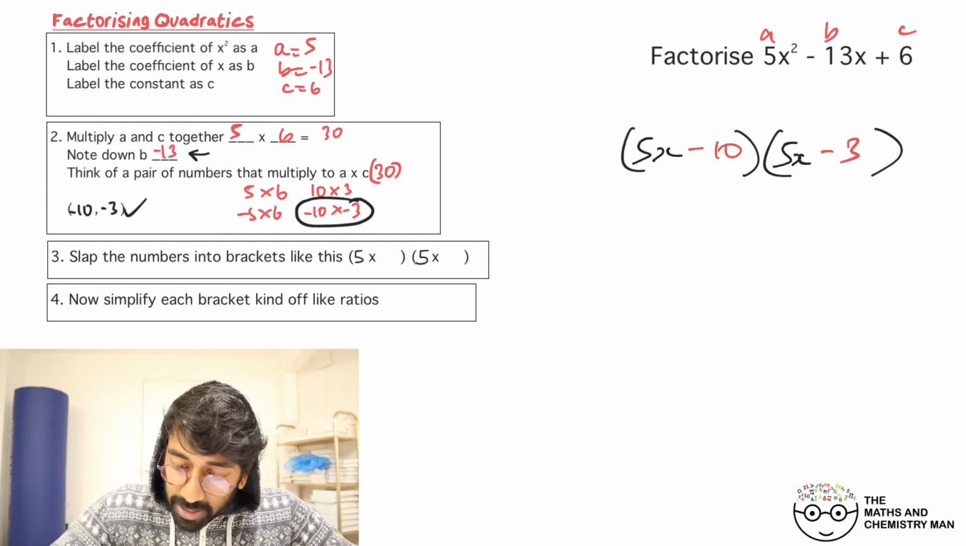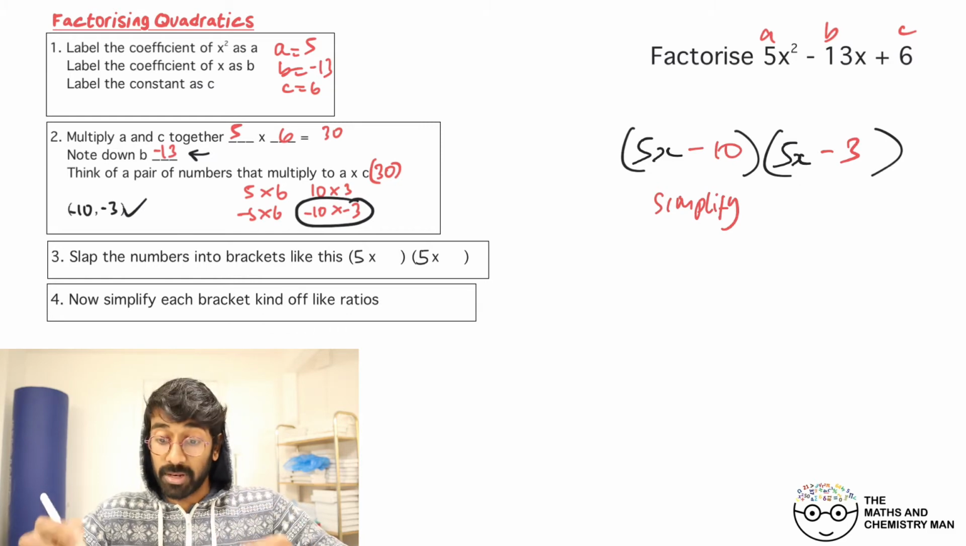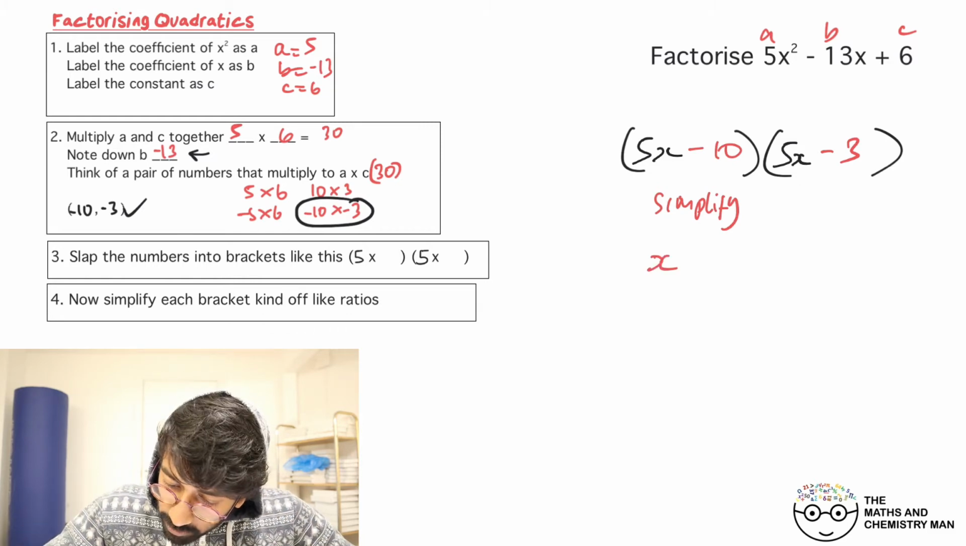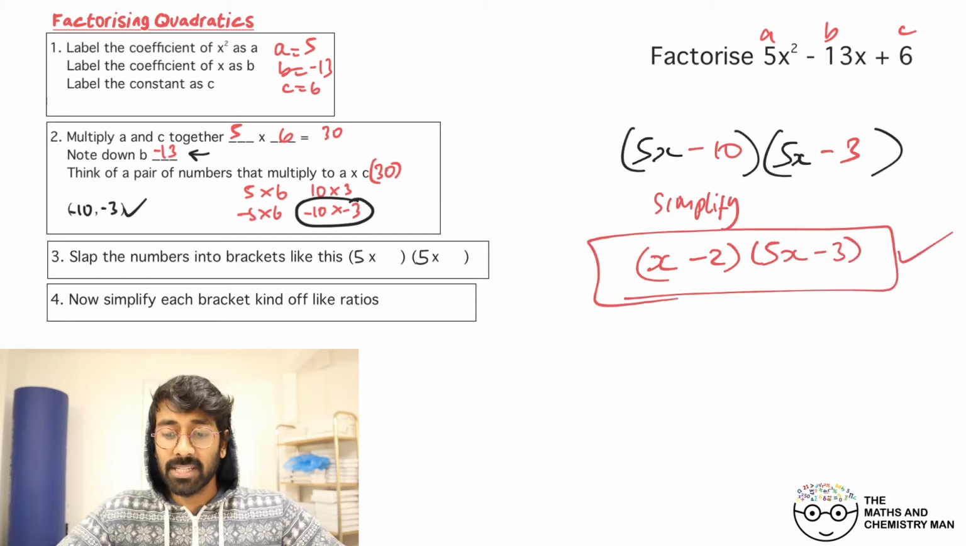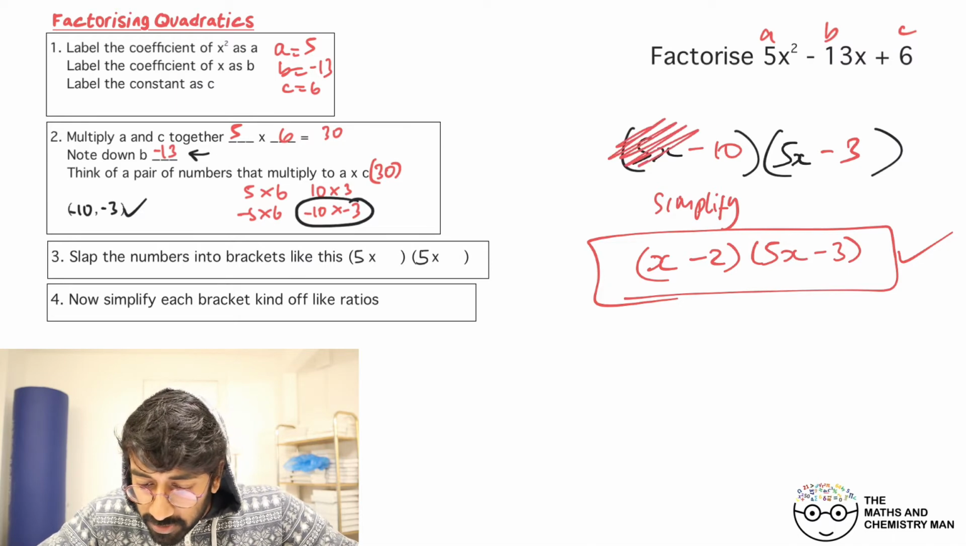Now we look to simplify. I think we can simplify the first bracket here. We can divide both of the numbers by 5. So let's do that. We'll have x minus 2 and then 5x minus 3. Boom, boom, boom. And there it is. That's factorized. Remember the last part? Just get rid of this here real quickly.